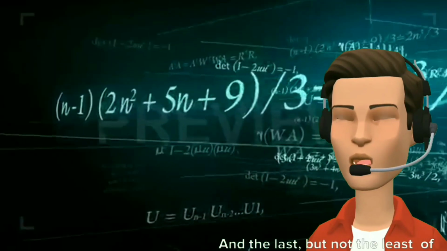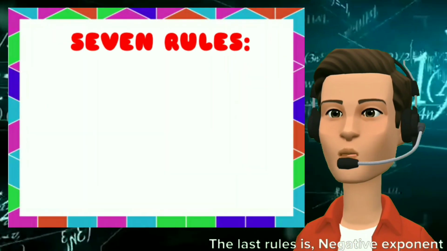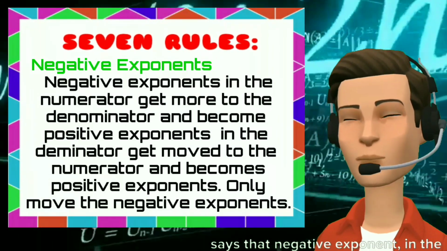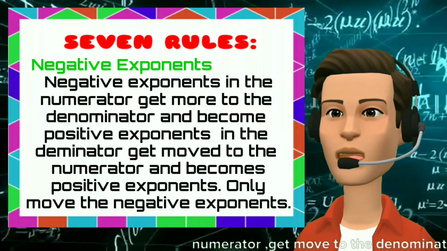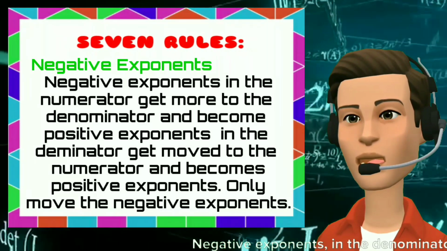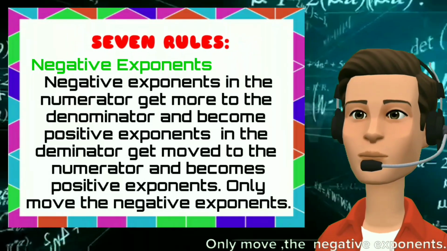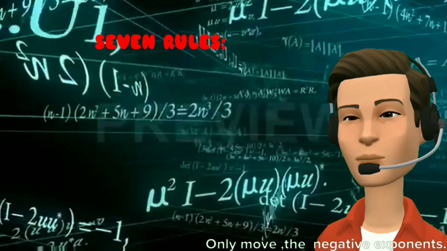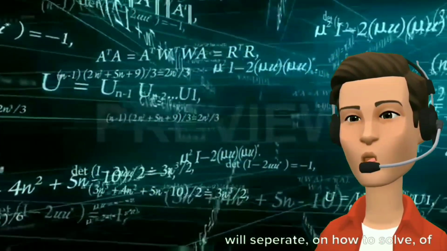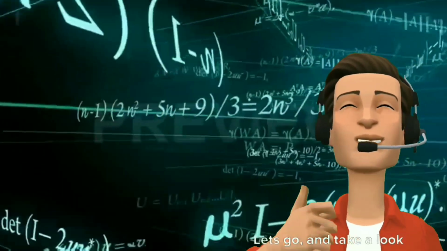And the last, but not the least, of the 7 rules is the negative exponent rule. This rule says that negative exponents in the numerator get moved to the denominator and become positive exponents. Negative exponents in the denominator get moved to the numerator and become positive exponents. Only move the negative exponents. And now we are going to separately see how to solve each rule. So, without further ado, let's go and take a look.